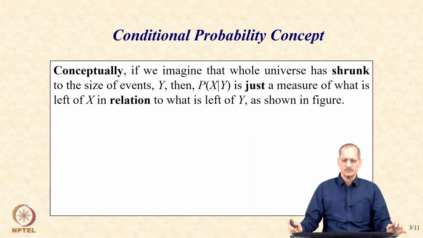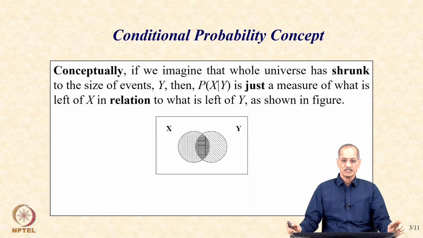Conceptually, if we imagine that whole universe has shrunk to the size of only y, which means y is the only event which occurs in that universe, there is no other event, then what we are essentially saying is that what percentage of y is x, which means this P(x|y) is nothing but a fraction or a percentage of y which is left, because if y is the only event and the whole universe, the probability of y becomes 1, and then what is left is the probability of x occurring.